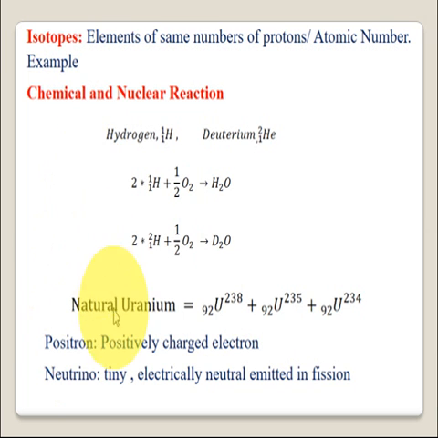In nuclear fuel, radioactive elements, we have also other particles like the positron, which is positively charged, and this is also called an electron having positive charge. Another particle is the neutrino, which is tiny, electrically neutral, and emitted in beta emission.